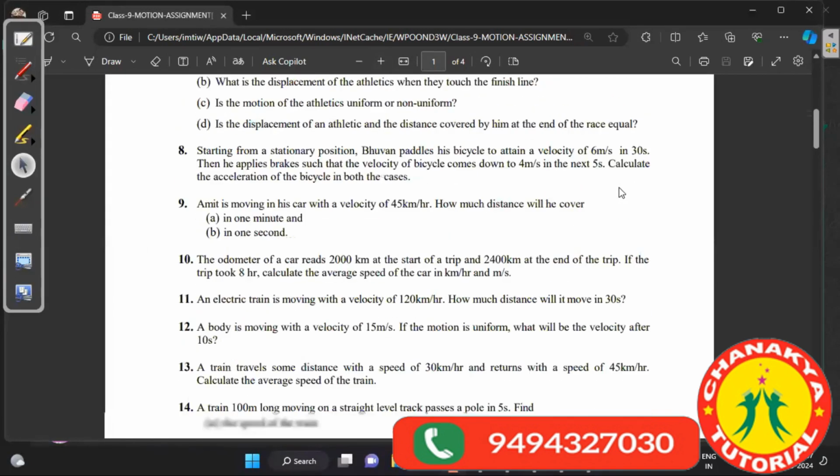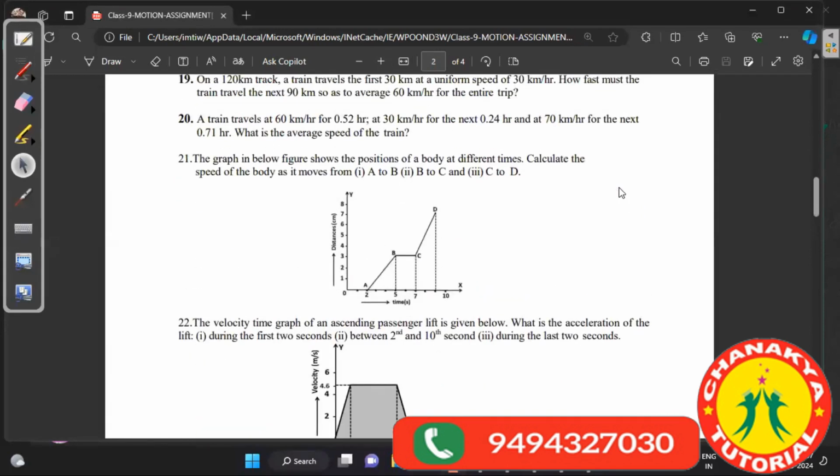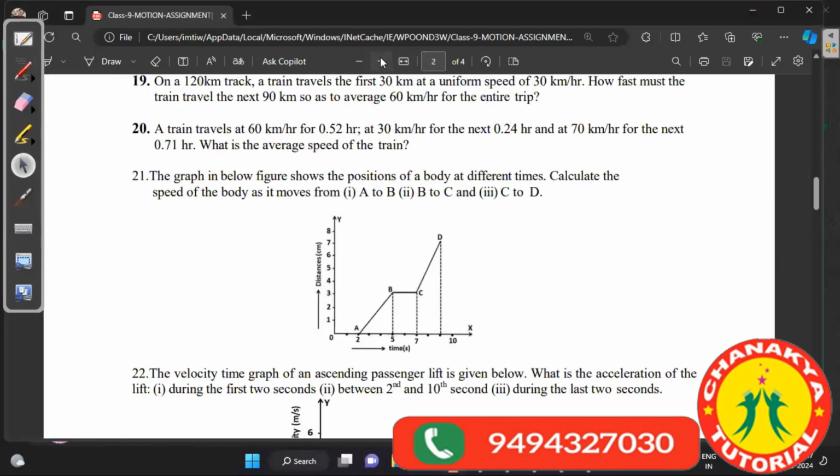So which questions do I want to do? Okay, let's do first these questions of graph. Question number 21. I think it's visible to everyone. The graph in below figure shows the positions of a body at different times. Calculate the speed of the body as it moves from A to B. Is it visible to everyone now? Clear visibility? Okay. So try to answer.